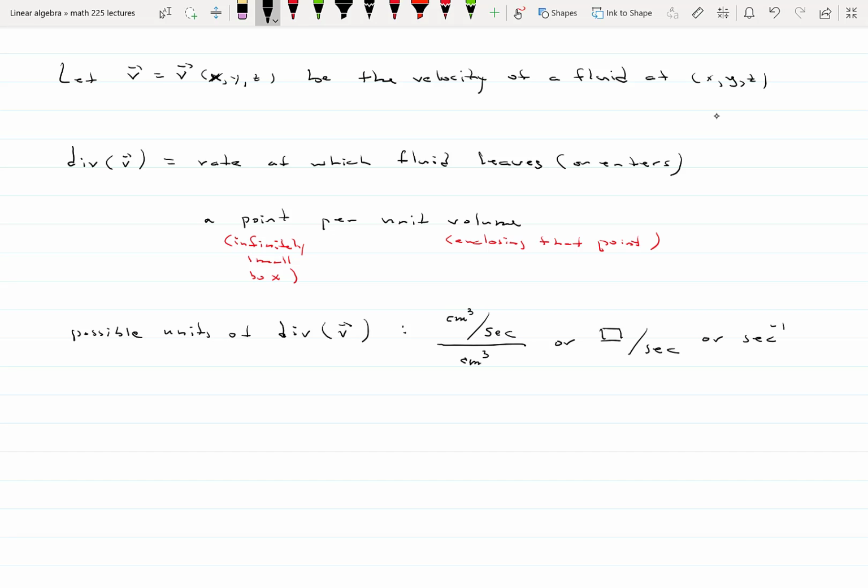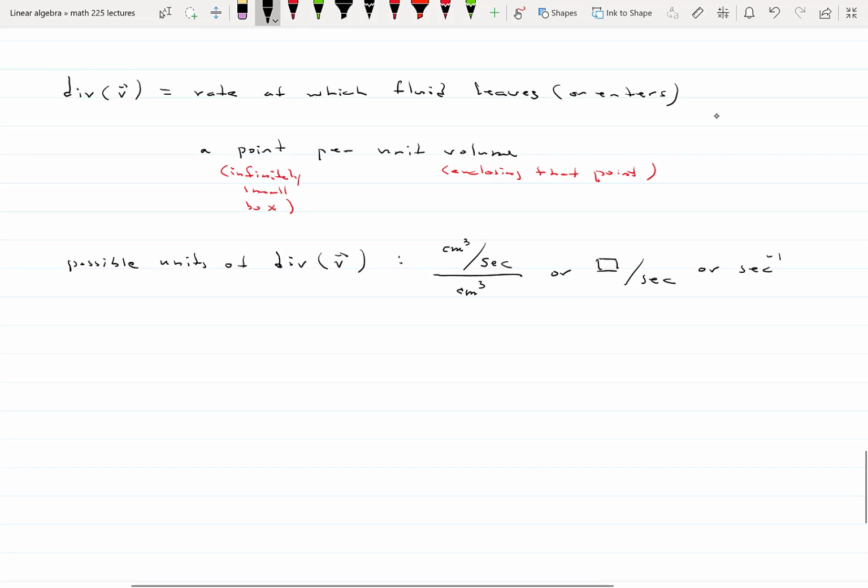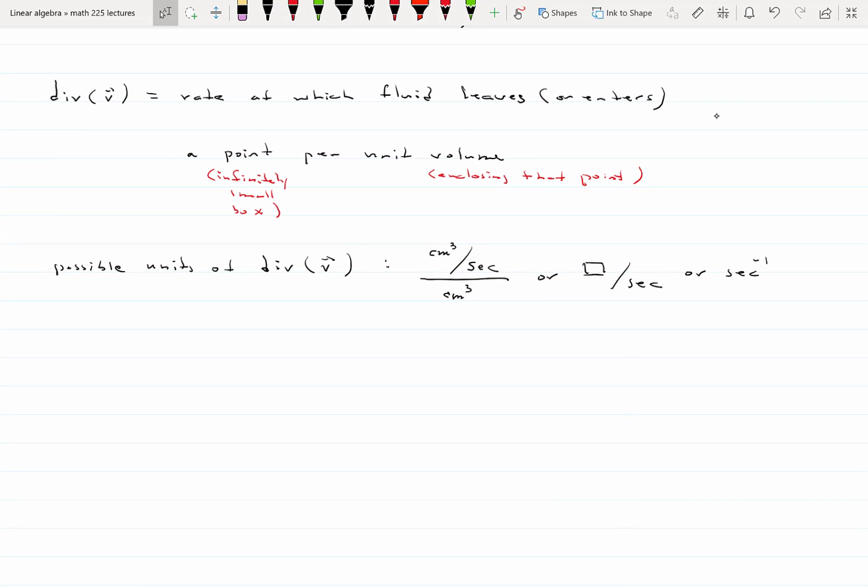Okay. Now I know it seems a little strange, but here's my attempt at making this really understandable. And your author doesn't do this. He'll end the discussion at the rate at which quantity leaves a point per unit volume. I'm not even sure if he goes that far.